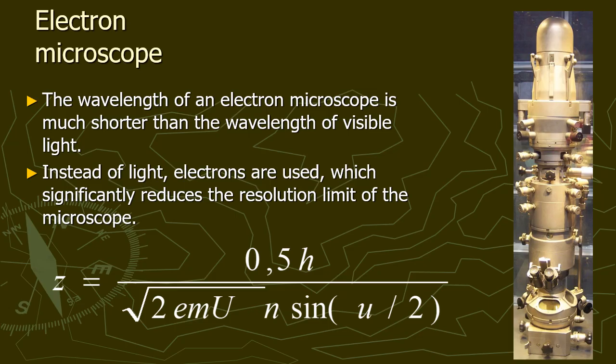e is the charge of an electron, m is the mass of an electron, U is the voltage that forms the flow of electrons inside an electron microscope. Well, n is the refractive index of the medium. And then again, there is the sine of half of the aperture angle.